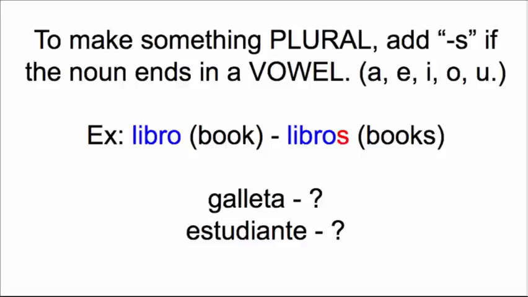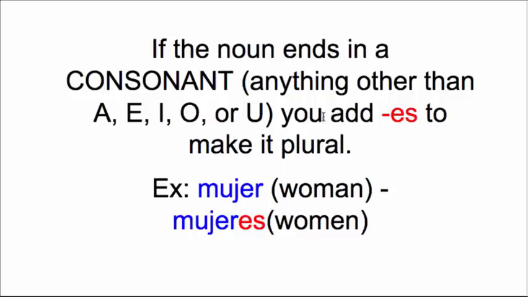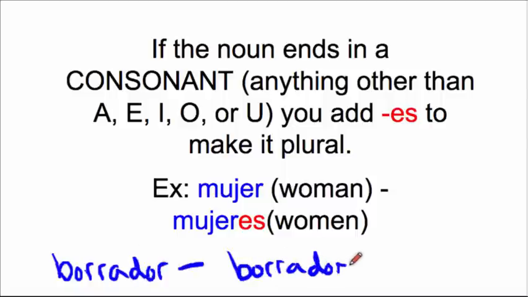Do you remember what you add to make it plural if something ends in a consonant? If you said ES, then you are correct. If the noun ends in a consonant, anything other than a vowel, you add ES to make it plural. So like mujer, mujeres. Let's get an example from our current vocab. Borrador, borradores. Eraser, erasers.